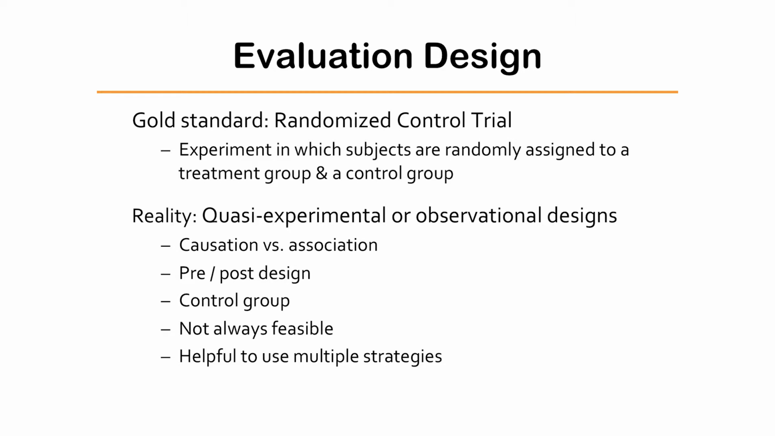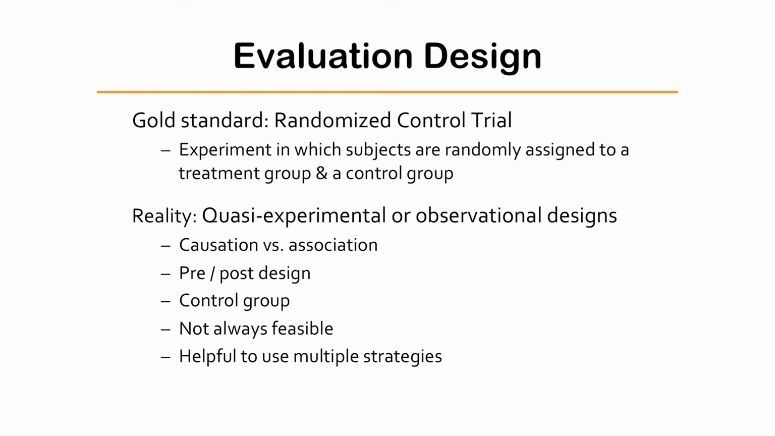But randomized control trials are really expensive. They are often not possible or even ethical to do. So there's the randomized control trial, but then there's reality, and that's where most public health evaluation falls. And this is quasi-experimental or observational design, sort of loosely called one of those two things. And the main distinction here is that these kinds of designs don't involve this random assignment to a treatment and a control group.